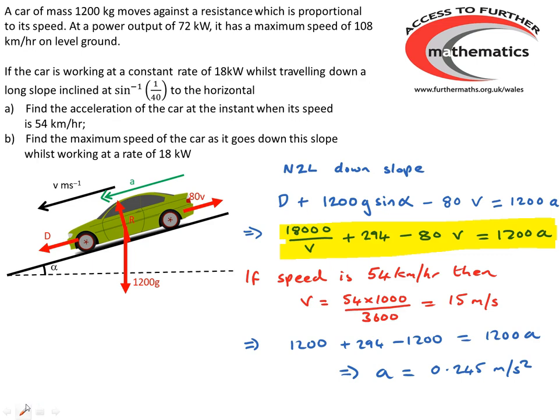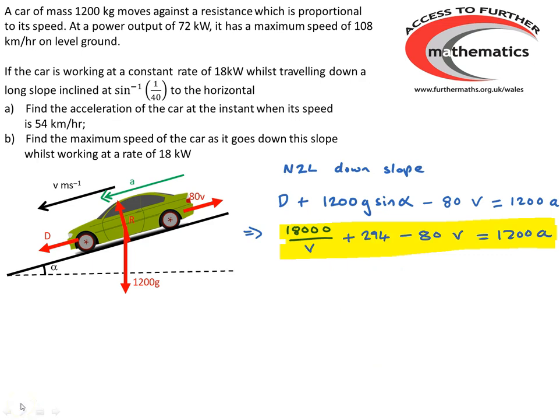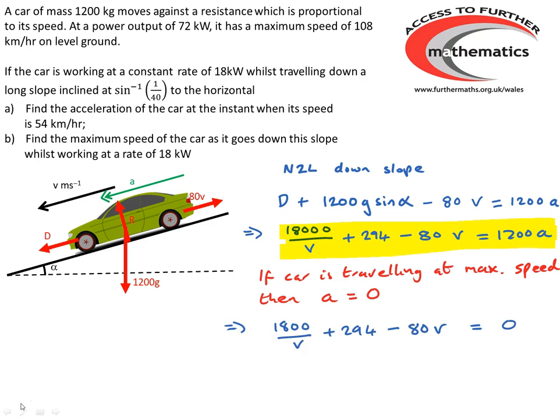Moving on to part B, the diagram and all the working up to the highlighted equation is exactly the same as in part A. This time we have the car going down the slope at its maximum speed. So if it's travelling at its maximum speed, the acceleration must be 0. So the equation becomes 18,000 over v plus 294 minus 80v equals 0.